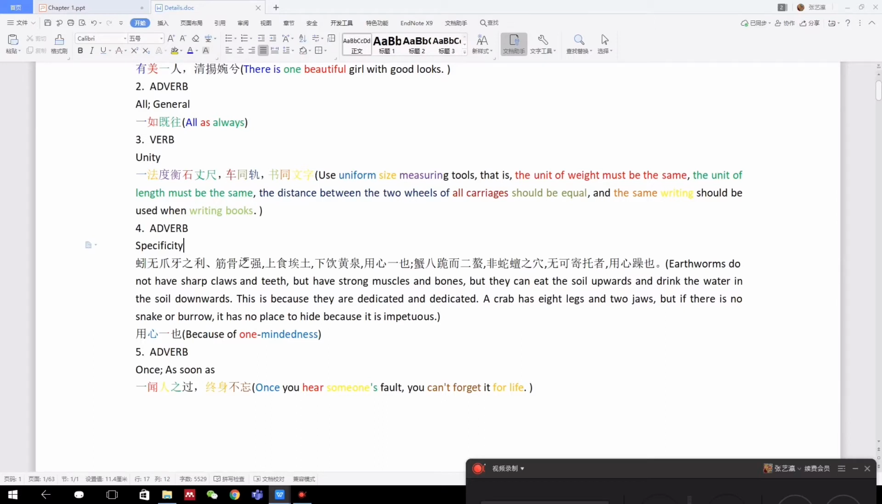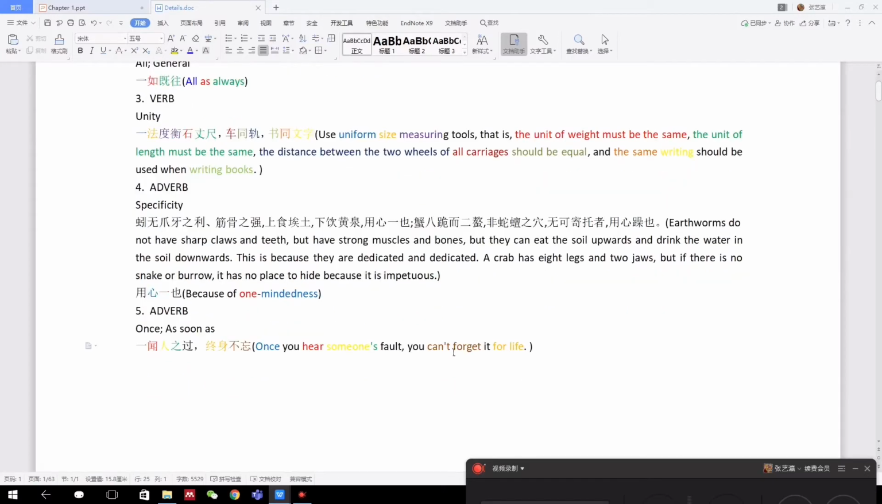And the last meaning of 一 is once, as soon as. For example, 一闻人之过，终身不忘. Once you hear someone's fault, you can't forget it for life. 一闻 once hear, 人 someone, 之 's, 过 fault, 终身 for life, 不忘 can't forget.